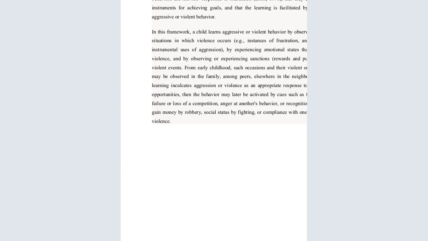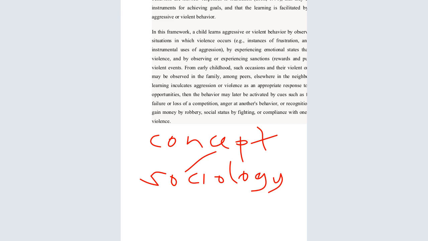And so let me adapt this. Here we have the concept of crime, and we are looking now at the sociological explanations of crime. The word sociology comes from the word social, and sociology simply means the study of human societies.